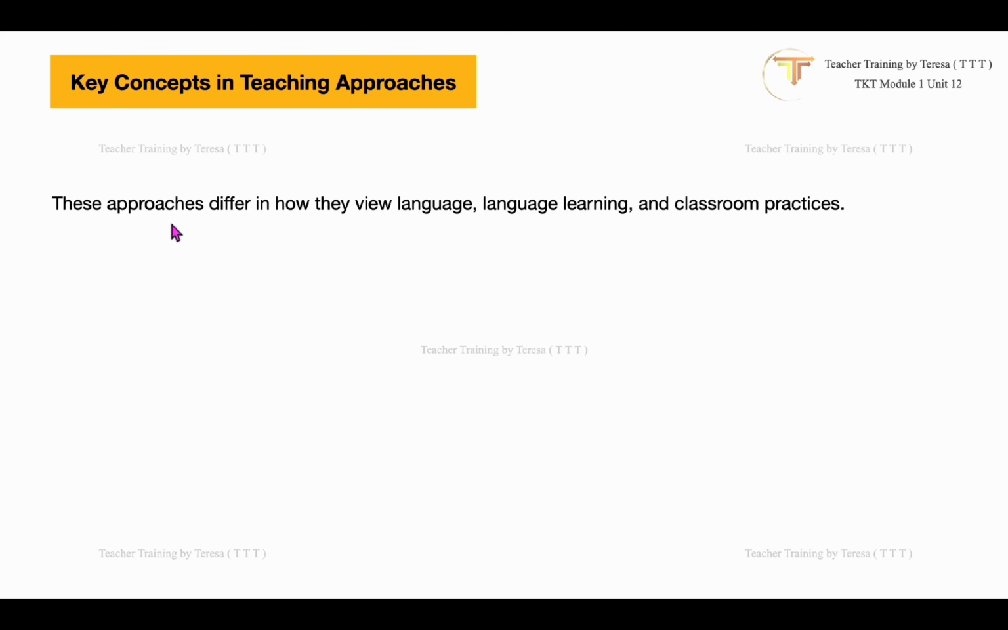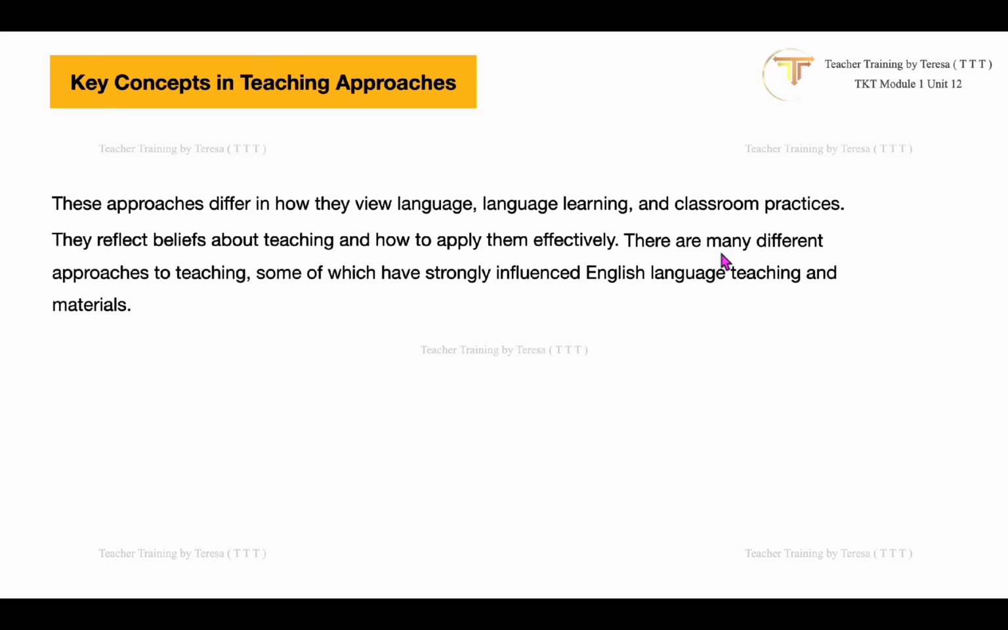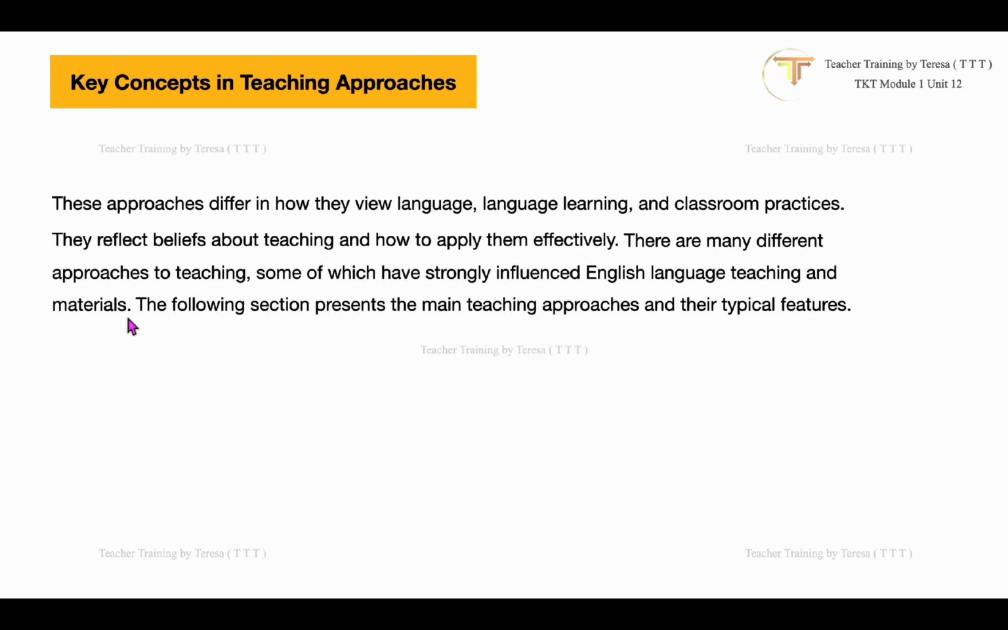These approaches differ in how they view language, language learning, and classroom practices. They reflect beliefs about teaching and how to apply them effectively. There are many different approaches to teaching, some of which have strongly influenced English language teaching and materials. The following section presents the main teaching approaches and their typical features.